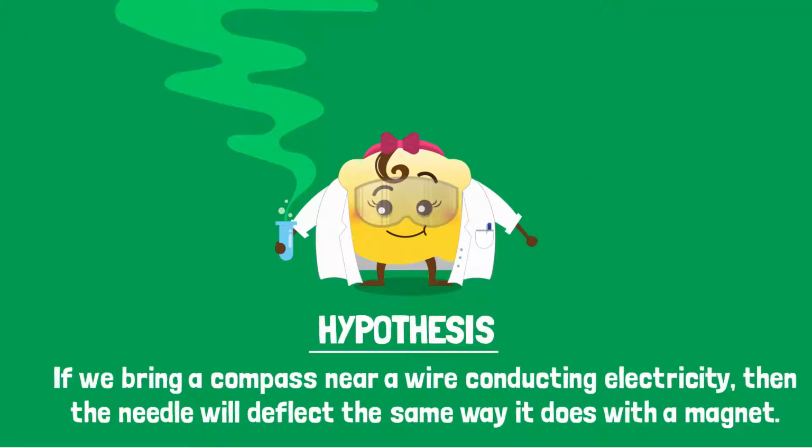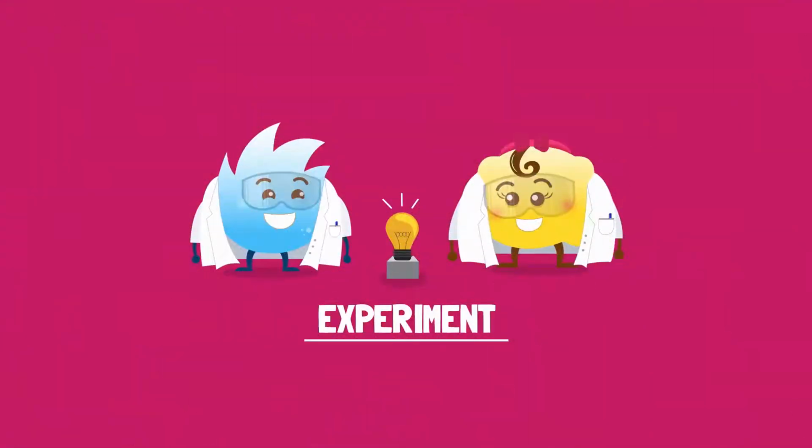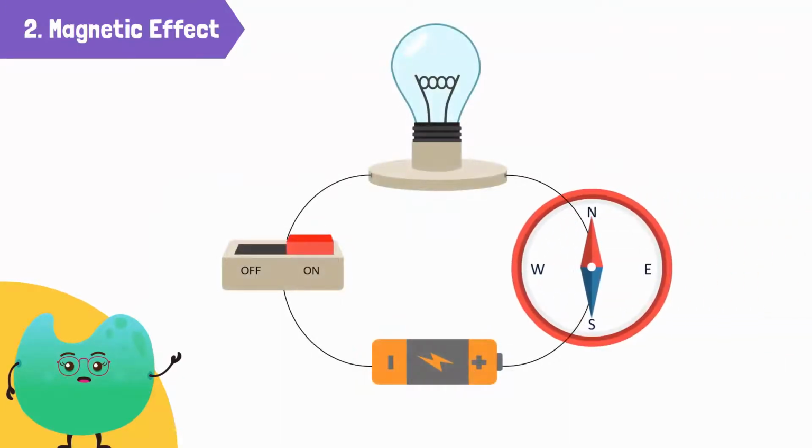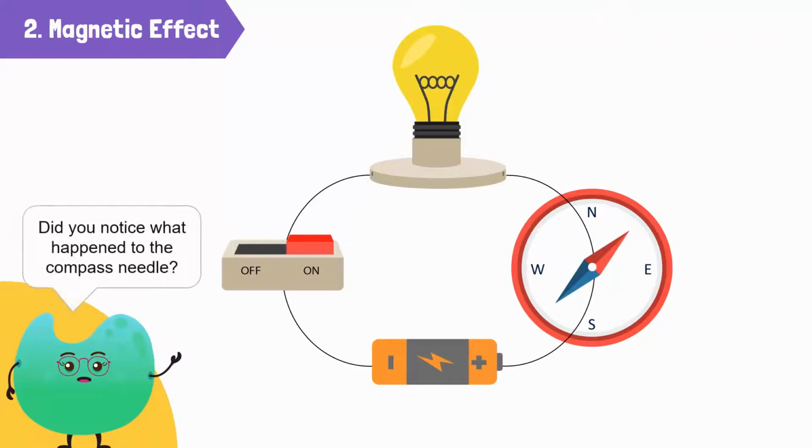Now, let's test an idea. If we bring a compass near a wire conducting electricity, the needle will deflect the same way it does with a magnet. Time to perform a simple experiment to test this hypothesis. Create a circuit with a battery and switch. Now pass the current through the wire, holding the wire on top of the compass. Did you notice what happened to the compass needle?